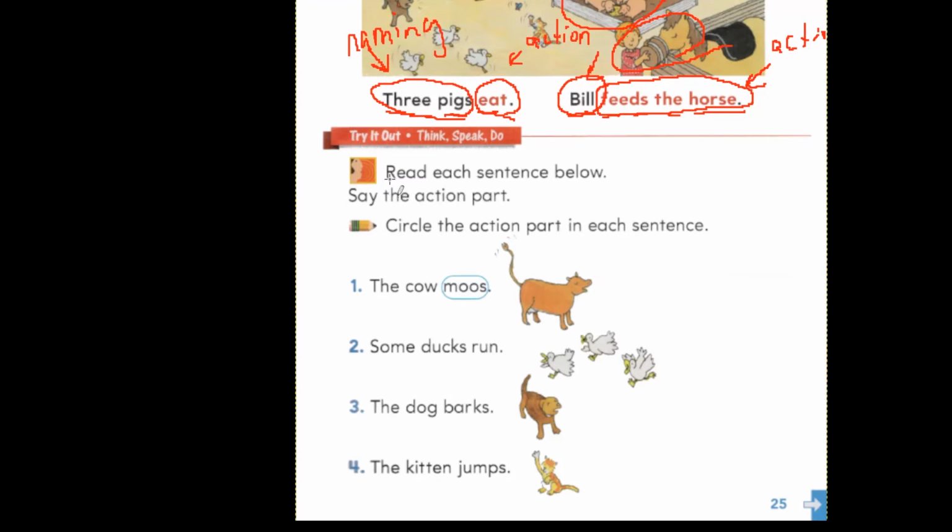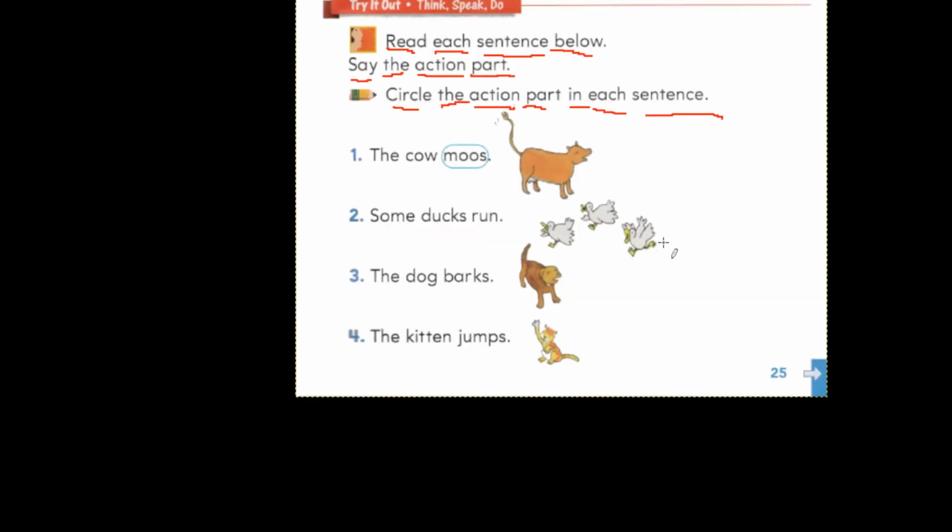So this says, read each sentence below, say the action part. Circle the action part in each sentence. So let's see, number 1 is done for us. It says, the cow moos. And you know, the cow is the naming part. It's our subject. And what is the cow doing? It moos. And that's our action. And that's what we circle.